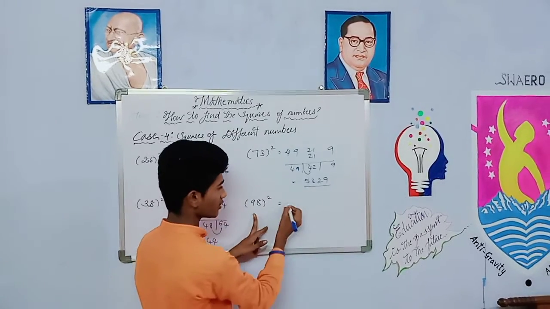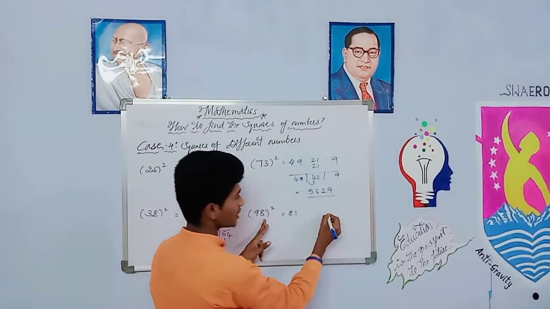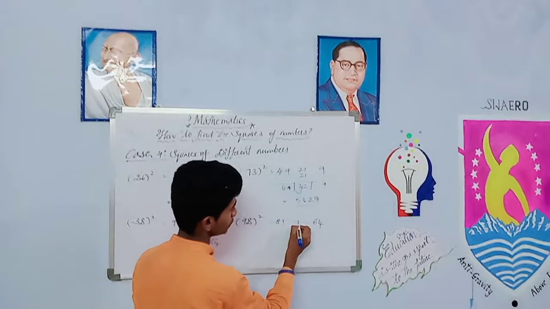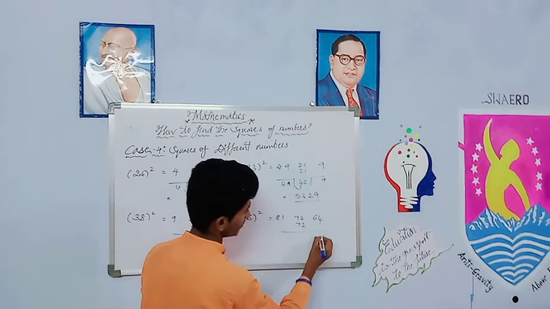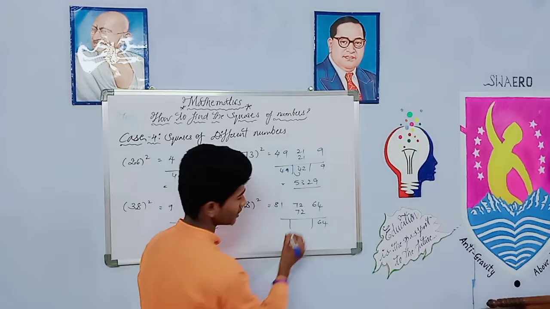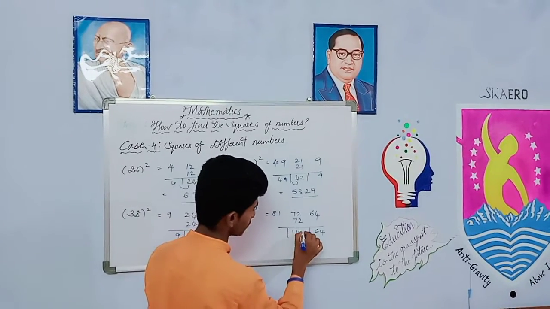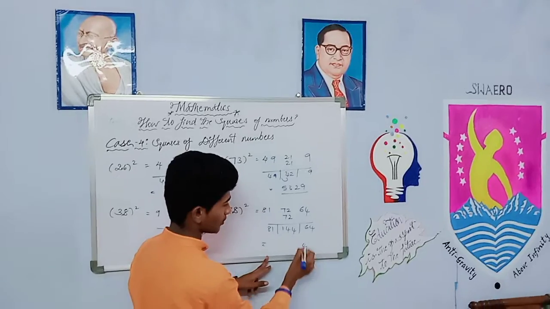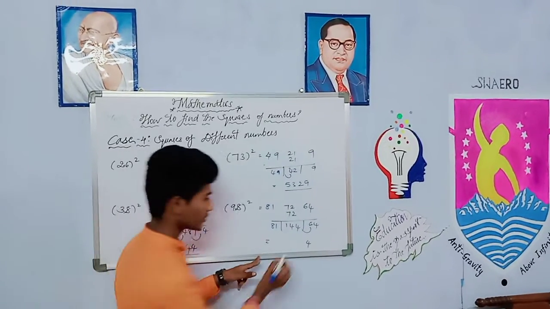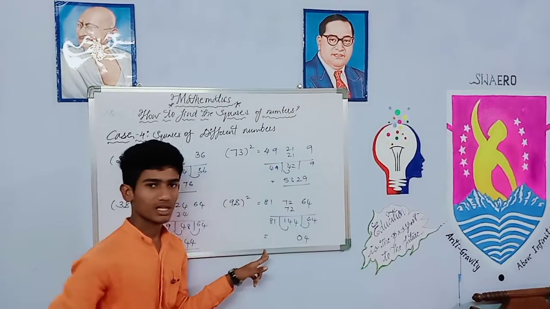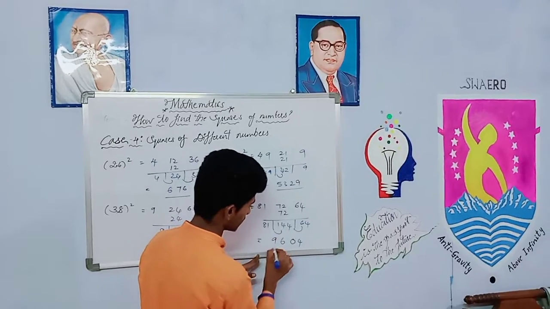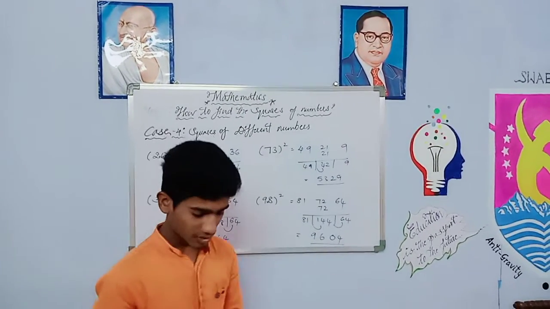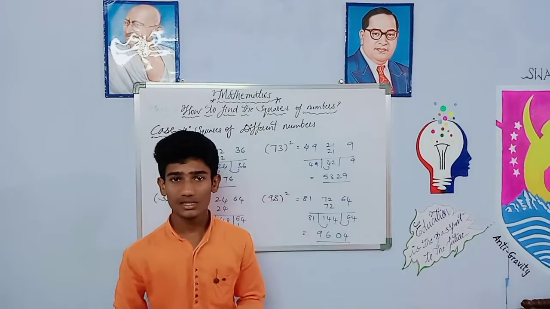Next, 98 squared. 9 squared equals 81, 8 squared equals 64. In the middle you have to multiply both: 9 times 8 is 72. Add the same digit in the middle: 72 plus 72 is 144. Next, 81, 144, 64. 4 carries to the left, 6. 150, we will get 0. 15 carries to the left, 96. Okay, 9604.